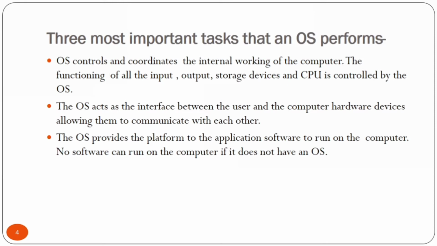The three most important tasks that an operating system performs. First one, operating system controls and coordinates the internal working of the computer. The functioning of all input, output, storage devices and CPU is controlled by the operating system. As we all know, in our computer system, we have input devices, output devices, storage devices, and CPU. All these devices are controlled and coordinated by the operating system.